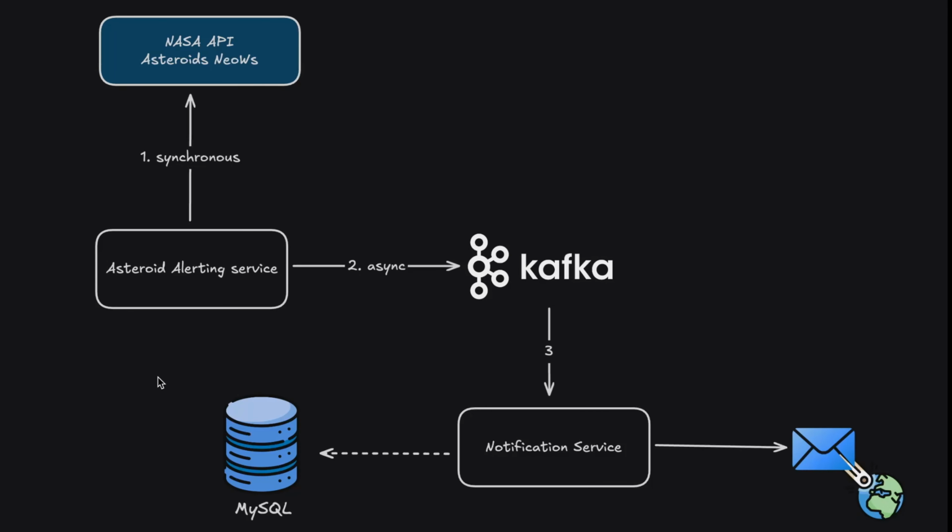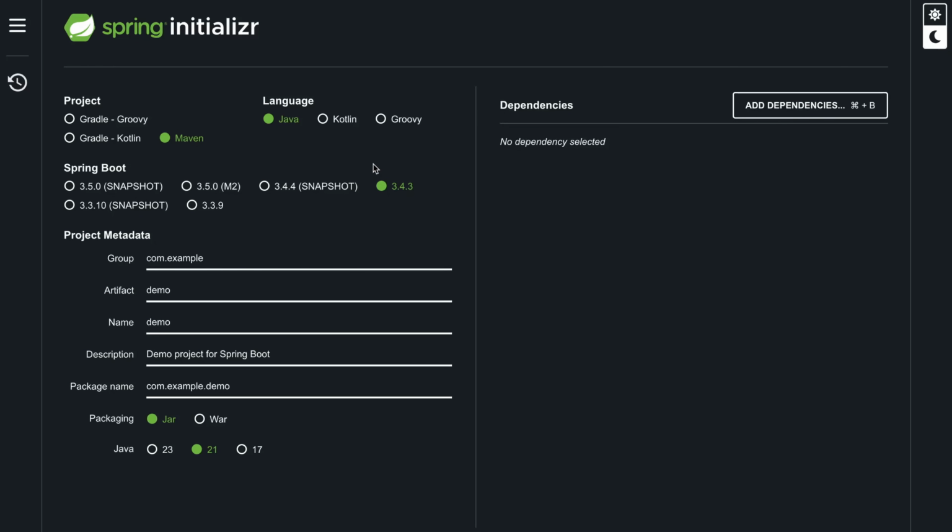So if we go back to our diagram, this is what we are going to start building first. An asteroid alerting service. So this is the service that is going to trigger the whole alerting flow. We're going to go on Spring Initializr and create a new Spring Boot project. We're going to be using Java, Maven, and select the latest version of Spring Boot. So I'm going to use 3.4.3, and let's give it a name. I'll call it Asteroid Alerting.